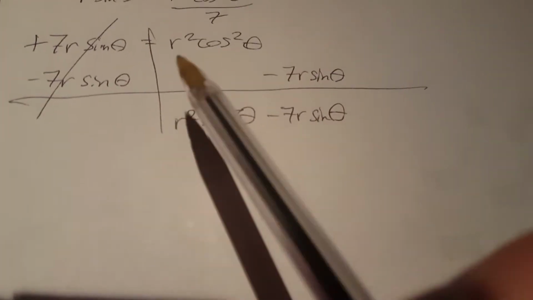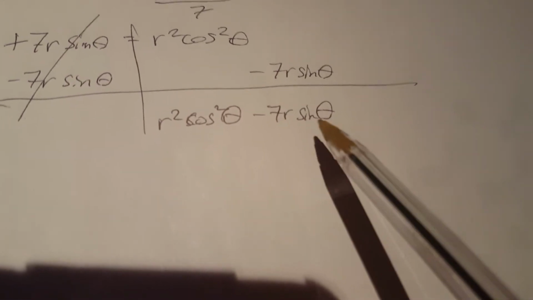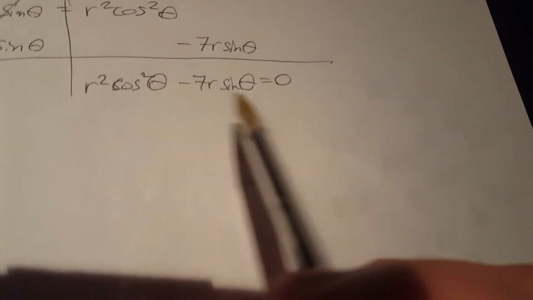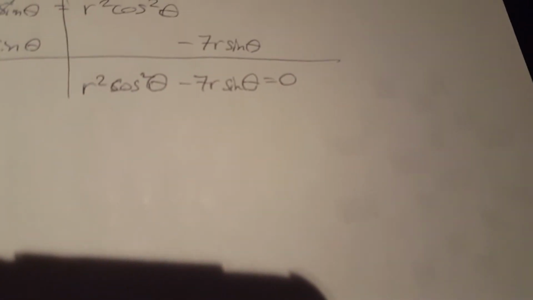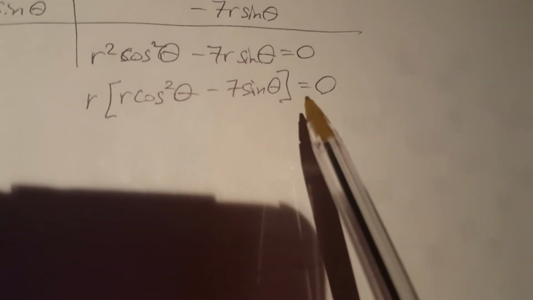Okay, let's bring this down. This canceled on the left side, so that's gone. Bringing this down here, we're going to have r squared cosine squared minus 7r times sine theta. This equals 0 on the left side. Our point here is we need to be able to solve this for r. So both of these terms have an r in common, so let me factor out an r. Factoring out r, we have r times the quantity r cosine squared theta minus 7 sine theta equals 0.